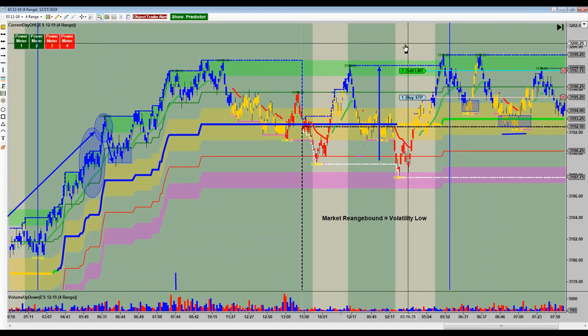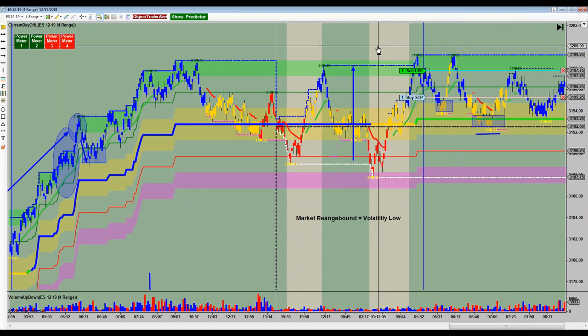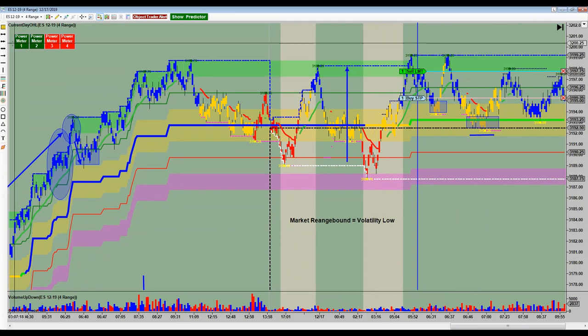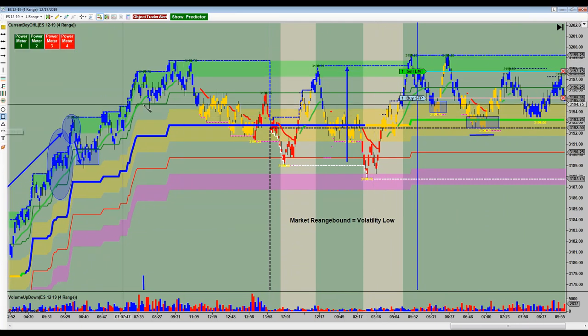Cool. All right, and let's round this out, and then I got to wrap on this instrument. So where did it come back to when it came back that last time? Same darn place. See it?